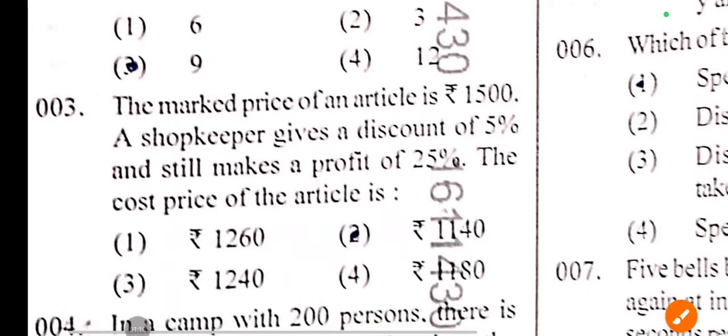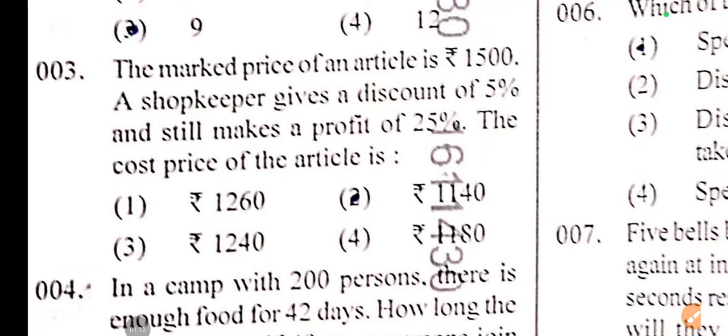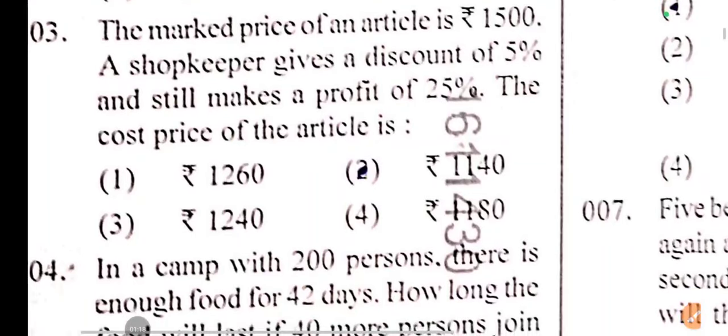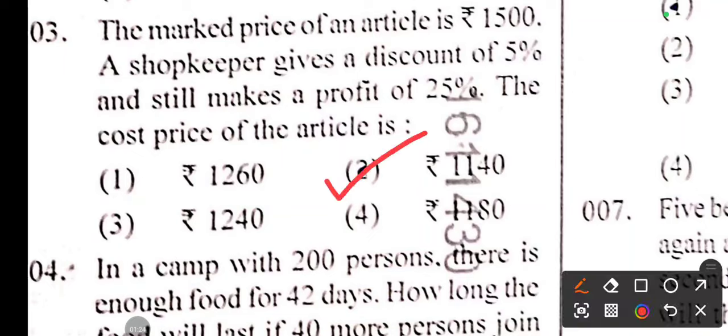Question number 3. The marked price of an article is rupees 1500. A shopkeeper gives a discount of 5% and still makes a profit of 25%. The cost price of the article is option 2, rupees 1140.